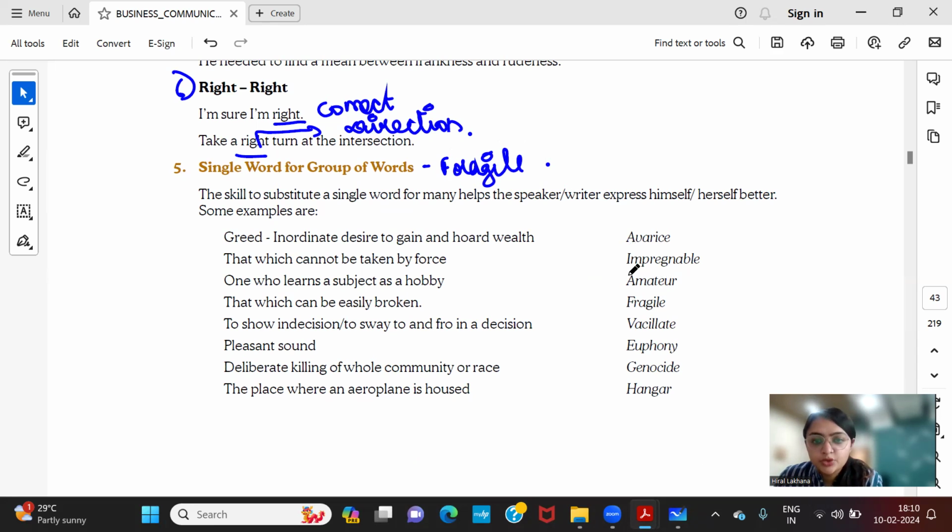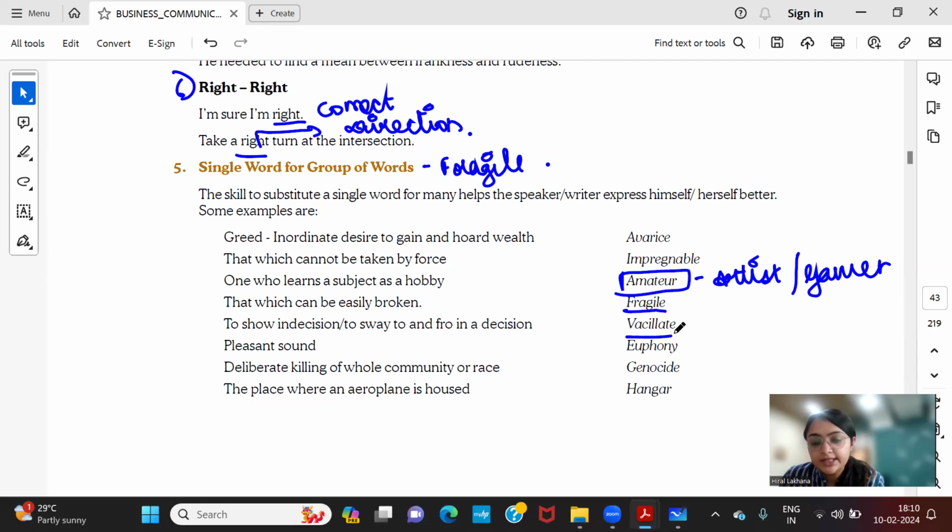Suppose we want to take up the example of amateur. What do we mean? One who learns a subject as a hobby. So instead of saying she is learning art as a hobby, we can say she is an amateur artist. Or if we are saying he or she is learning this particular game as a hobby, we can say he or she is an amateur gamer. Then we have the example of fragile that we were talking about earlier.